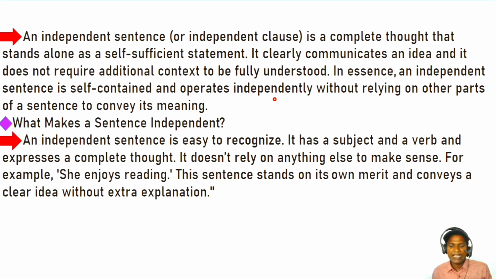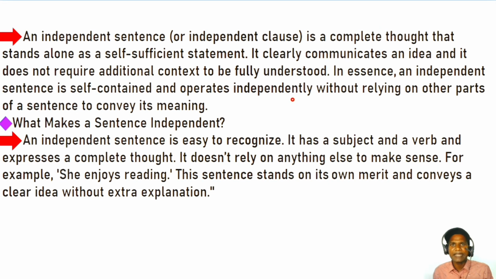It does not need any other information to convey the message, because we get 100% of the information if I say Taj Mahal is in India. But if I say that building is in India, you won't get complete information and you don't know which building I'm talking about. So an independent sentence always conveys the full meaning itself. It does not need any other sentence to convey the information.